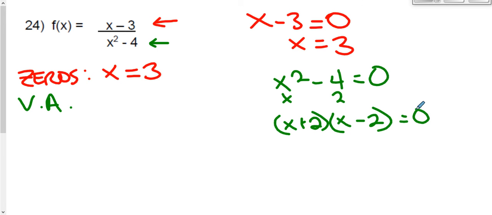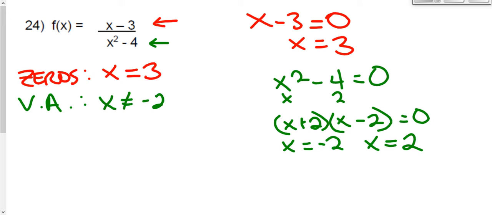Now I can find both values that x will be. Set each one equal to 0. x plus 2 is 0, x is negative 2. And if x minus 2 is 0, we add 2 to both sides. x is going to be positive 2. Those are the two values that will break my function. If I plug in either one of those, I will end up trying to divide by 0. That means that x is not allowed to equal negative 2, and x is not allowed to equal positive 2.